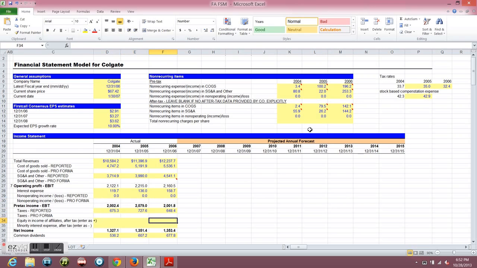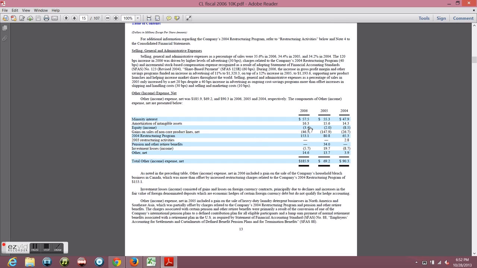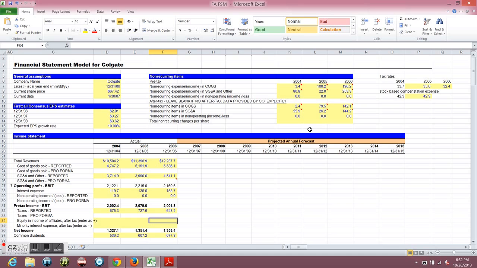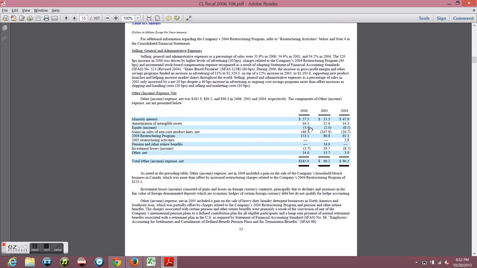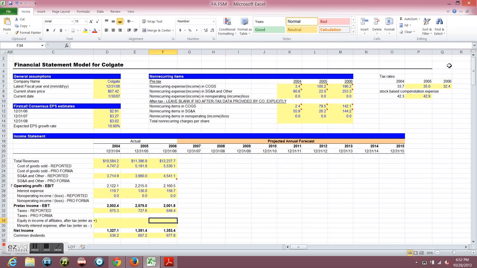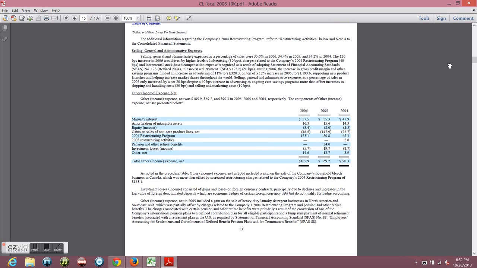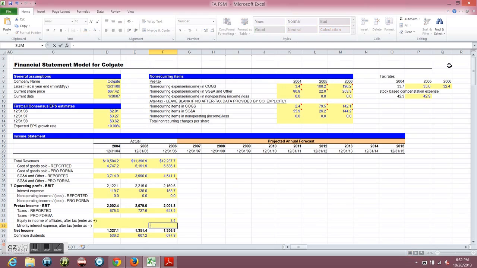Okay, so let's do that. I'm going to also do that for 06 and 07 as well. So our number was 57.5 for our minority. Our equity income is going to be 3.4, so we're going to put 3.4. And our minority interest is going to be negative 57.5.